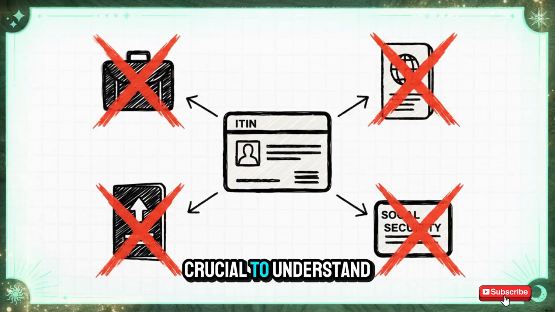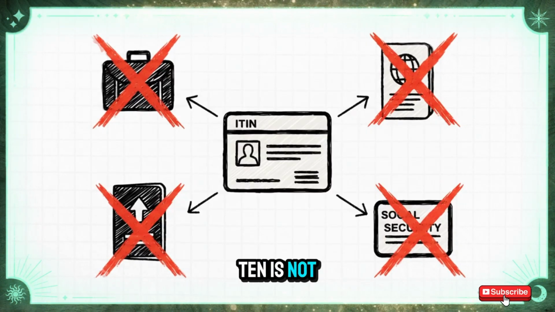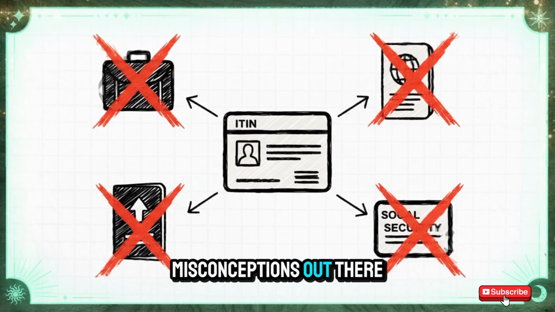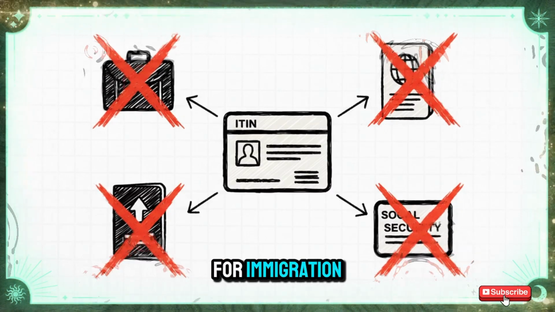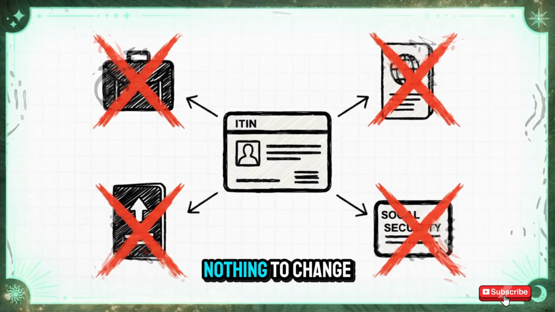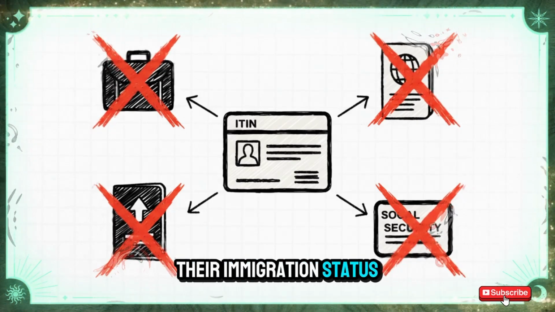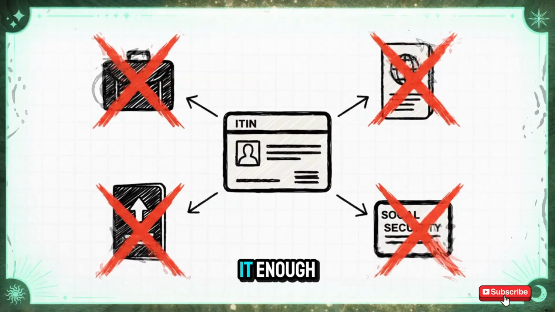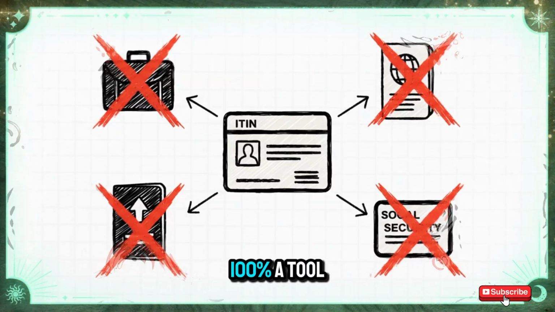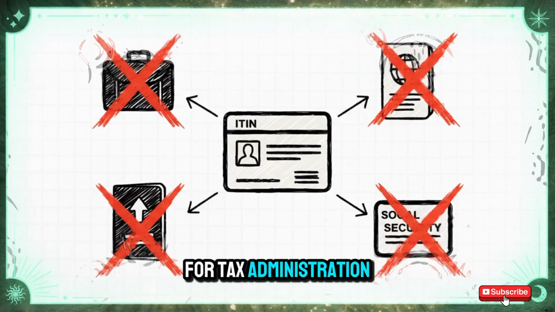And it is crucial to understand what an ITIN is not, because there are a lot of misconceptions out there. It does not give your spouse permission to work in the US. It is not for immigration. It does absolutely nothing to change their immigration status, and it does not help them get Social Security benefits. I can't say it enough. It is strictly 100% a tool for tax administration.